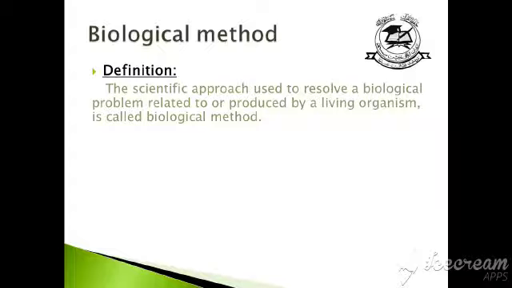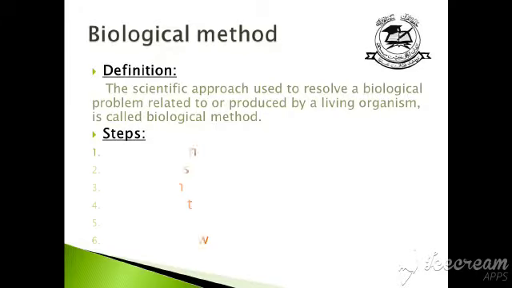The scientific approach used to resolve a biological problem related to or produced by a living organism is called biological method. It means the biological problem is created by or related to animals, plants or human beings. What a biologist has to do is solve that problem, so he will apply the biological method.